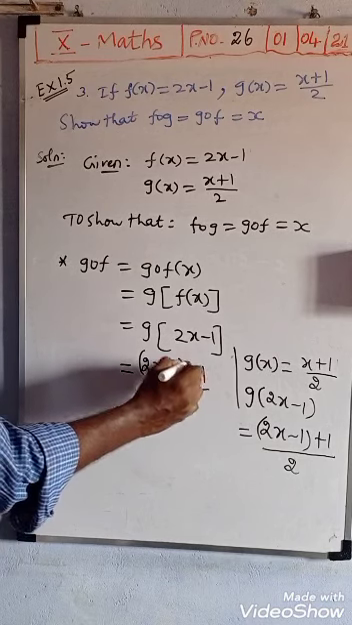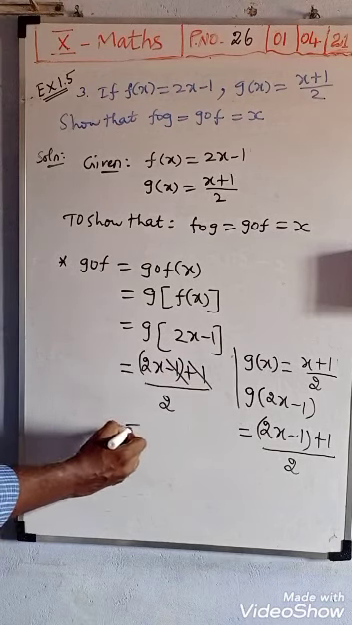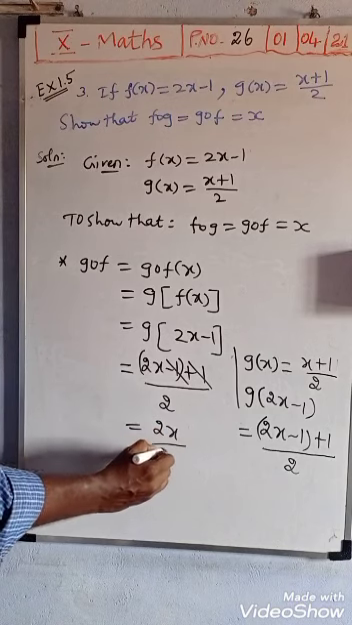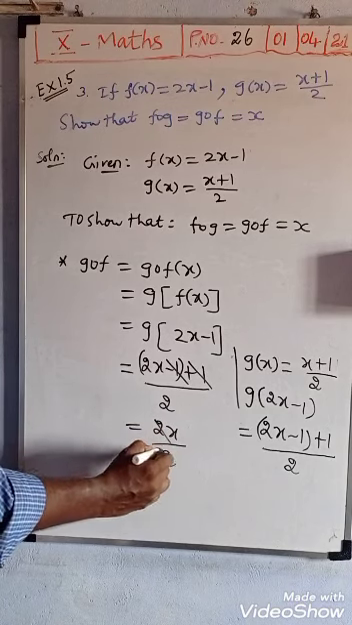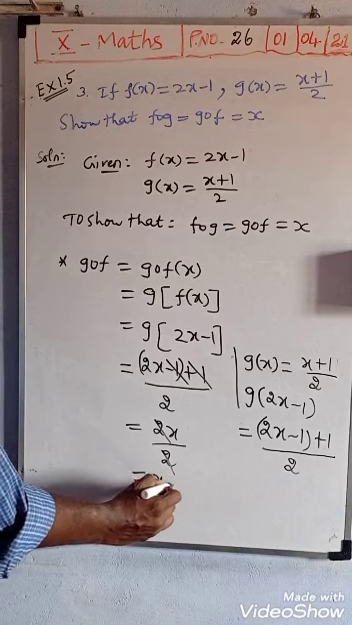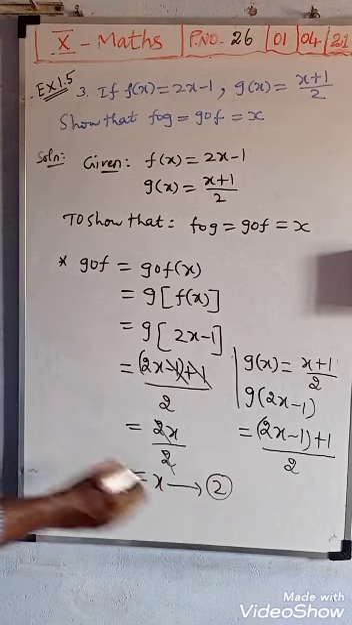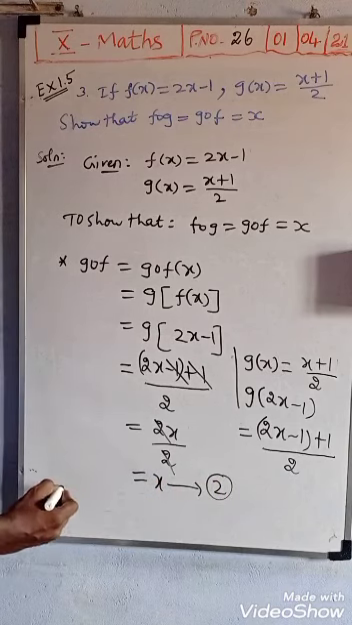Now here plus 1 minus 1 will get cancelled. So remaining 2x by 2. So here 2 will get cancelled. We will receive x. This is equation 2. Already 1 we got.